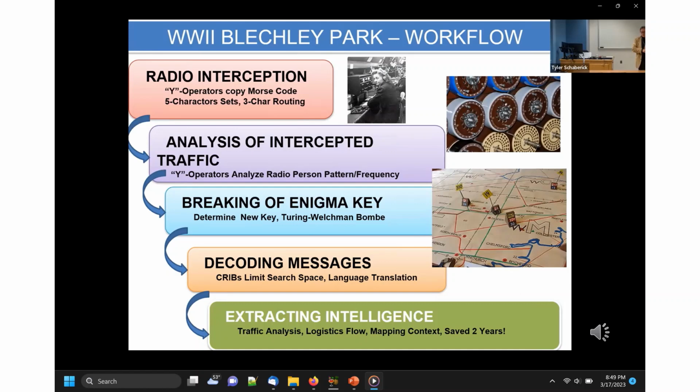Because the Enigma key would change each day, the British came up with this workflow to intercept messages and break the encryption keys each day.